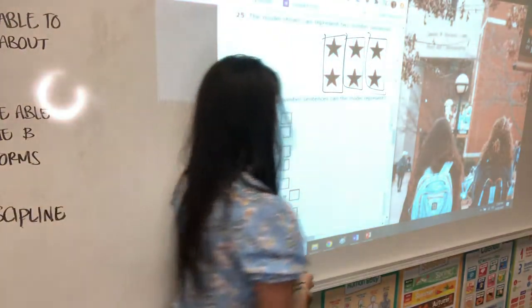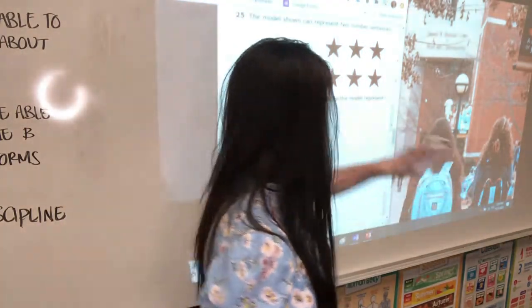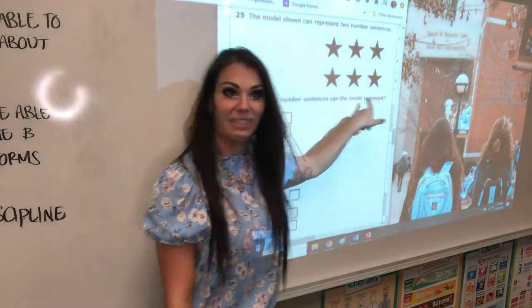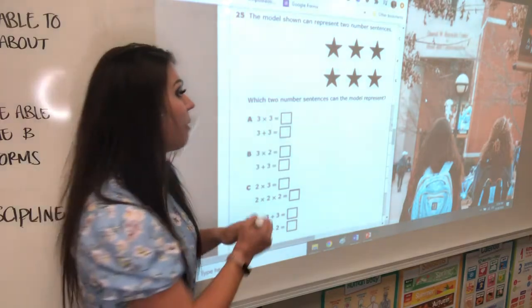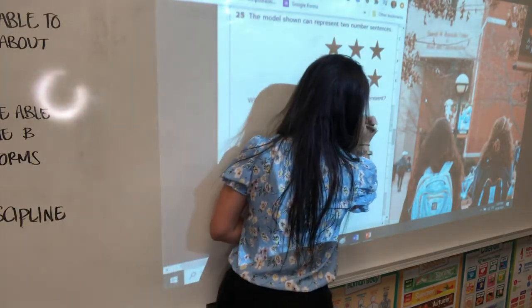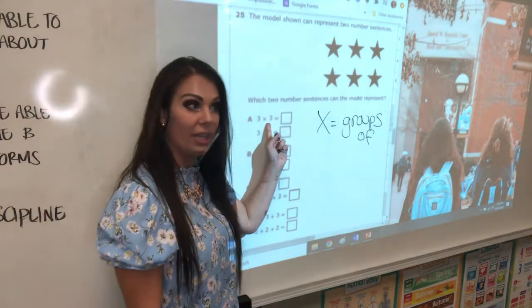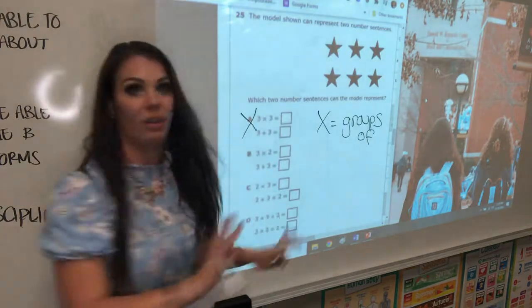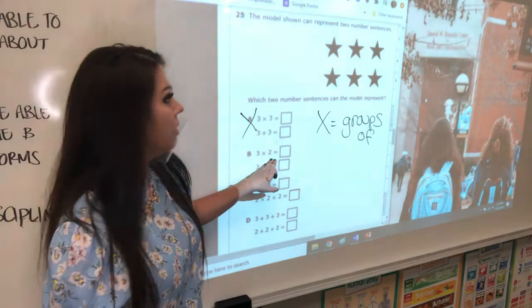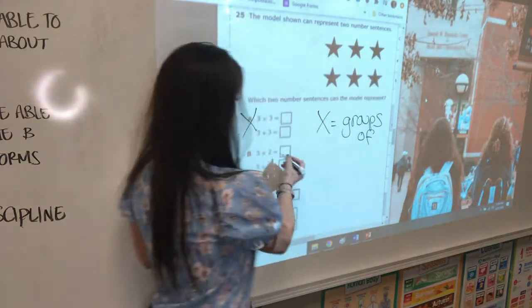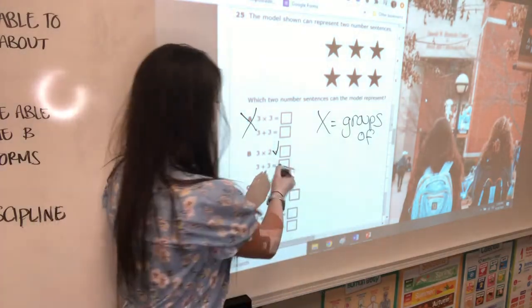Okay. So, which 2 number sentences can the model represent? 3 times 3? Remember, times is groups, read it as groups of. So do we have 3 groups of 3? No, so that one's already wrong. We can skip that one. 3 groups of 2? Do we have 3 groups of 2? Yeah. And what about 3 plus 3? Yeah, actually, both of those work.